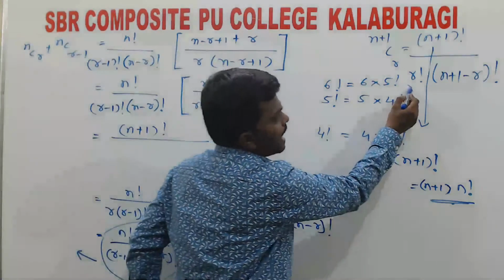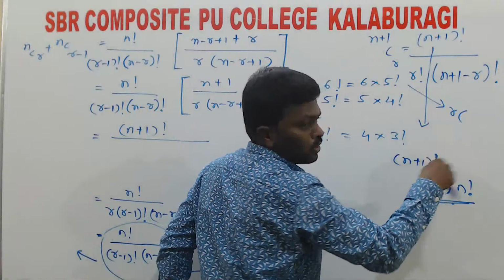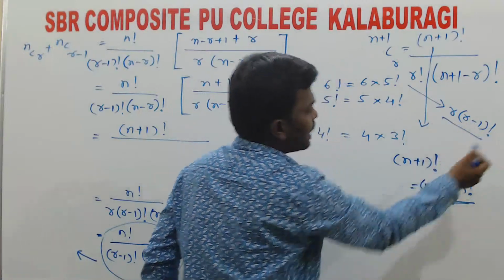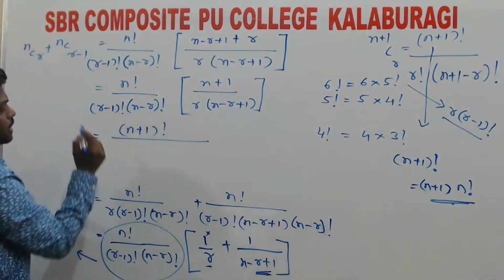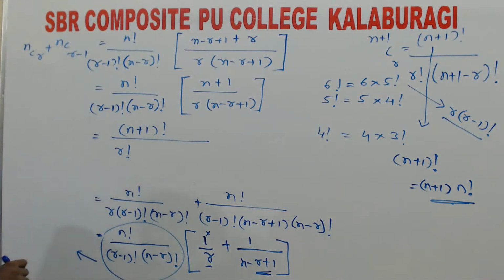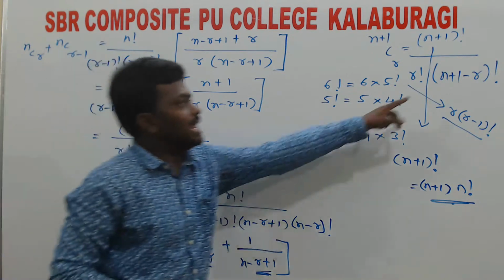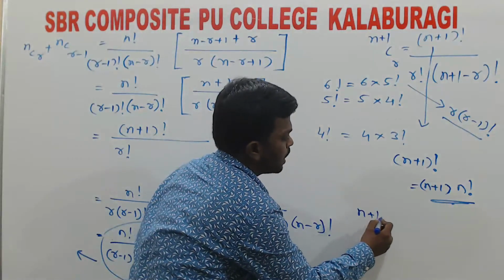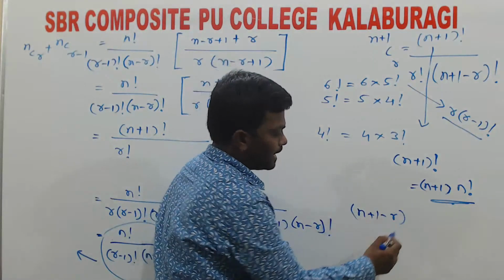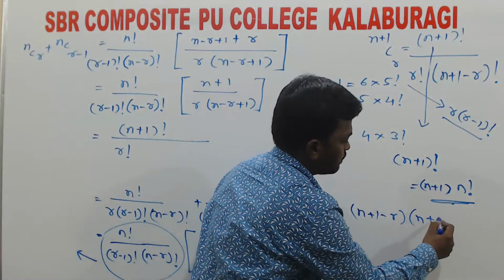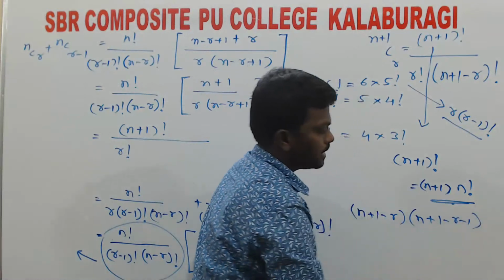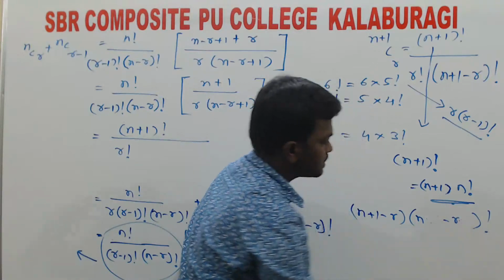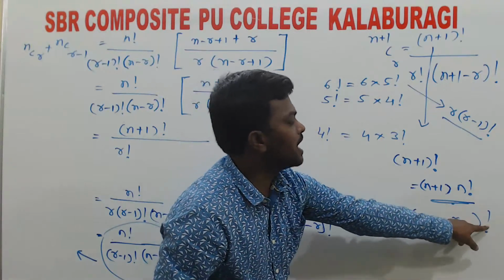So can I write this r factorial as r into r minus 1 factorial? I'll stop there itself. So r into r minus 1 factorial is r factorial. Okay, so now n plus 1 minus r factorial, how can you write it? So n plus 1 minus r gets reduced by 1: n plus 1 minus r minus 1 factorial. So plus 1 minus 1 gets canceled, right? So what we are left with is n minus r factorial.